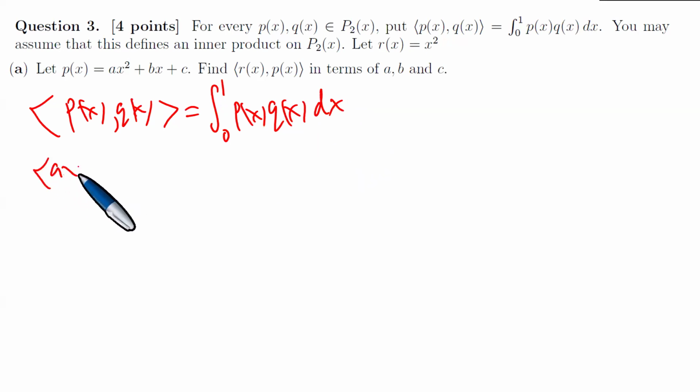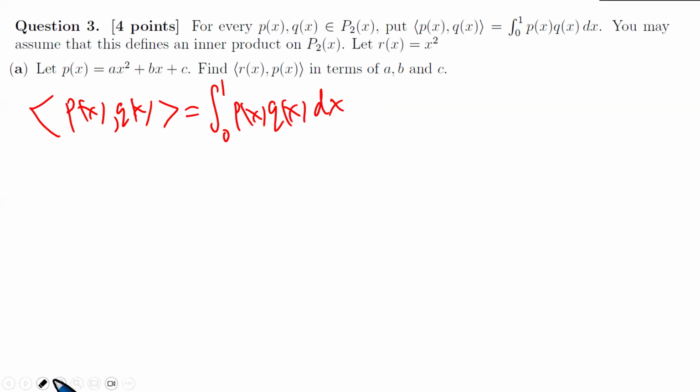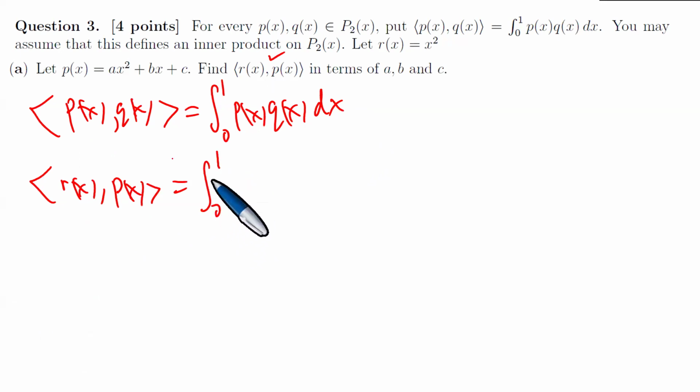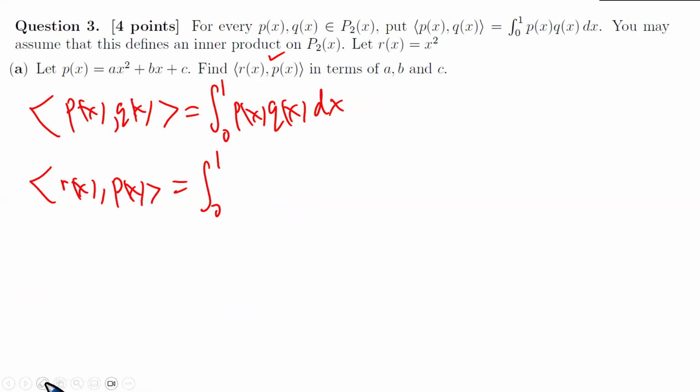PX, AX squared plus BX plus C. Okay, that's not what I want to say. What I want to say is, we want to find this one. So we start with RP, and then what is R? R is exactly the integral of this.